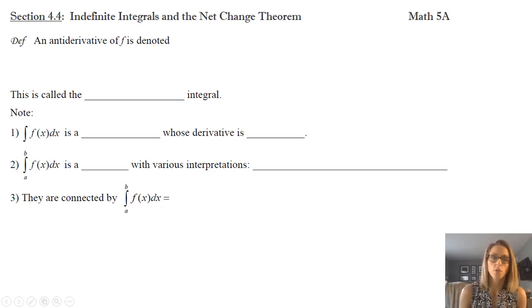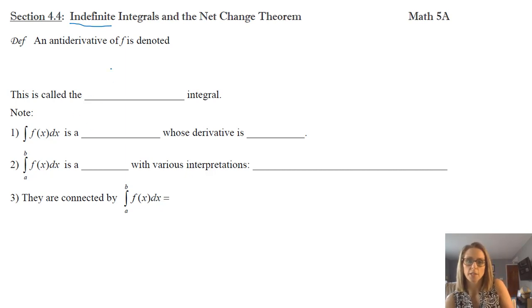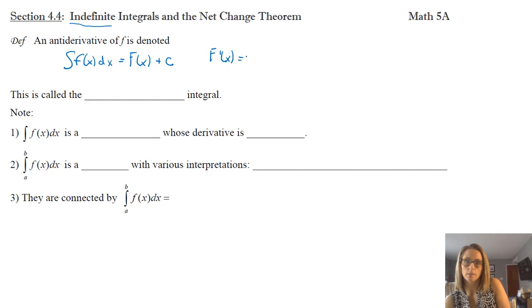So here we are in section 4.4, indefinite integrals and the net change theorem. I mentioned a while ago that we would be talking about indefinite integrals, so those are going to come back. We've talked about the antiderivative, which is the integral of f of x dx as one example, and that is some antiderivative F of x, plus C, with the reminder that F prime of x is the little f of x. So our antiderivative here is this big F of x.